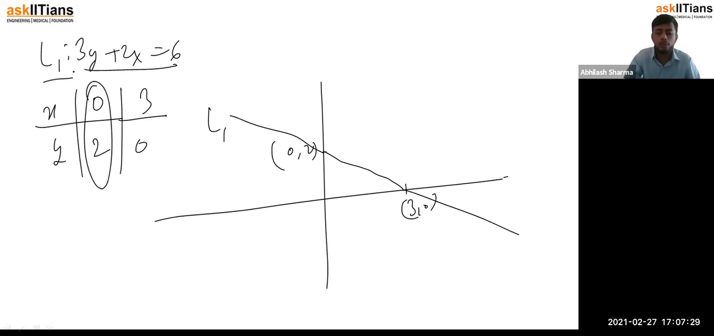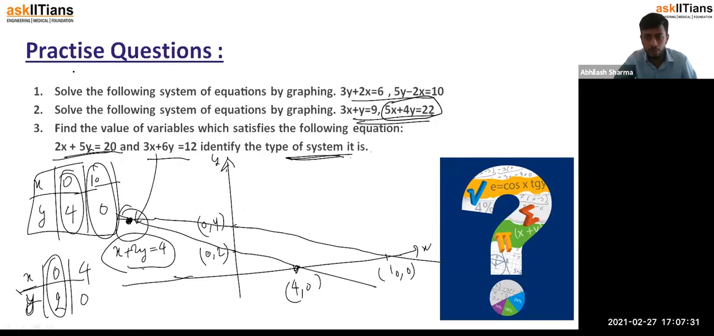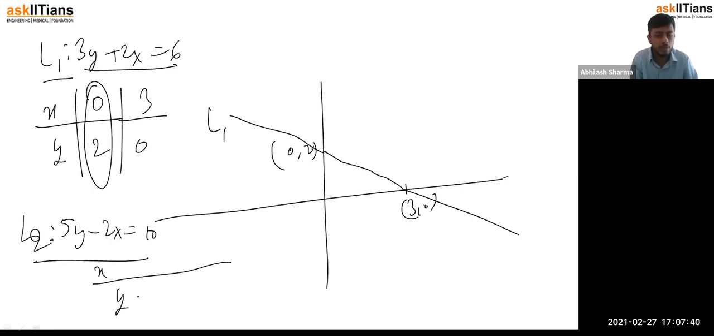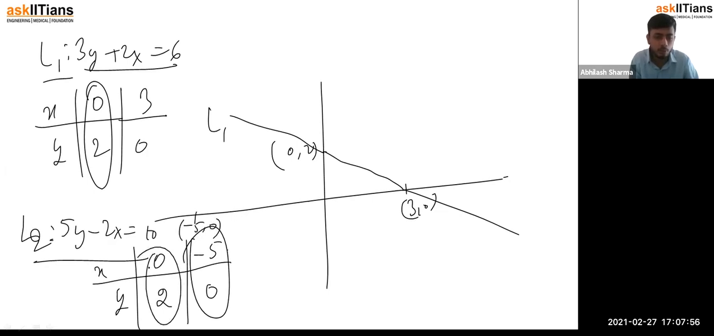Okay. Now what about L2? 5y minus 2x is 10. So clearly we can observe that when we put x as 0, y is 2, then when we put y as 0, then x is minus 5. So where is minus 5 comma 0 point? Here it is minus 5 comma 0. Where is the 0 comma 2? It is here only. So when you join these 2 points, you will get the line L2 also.